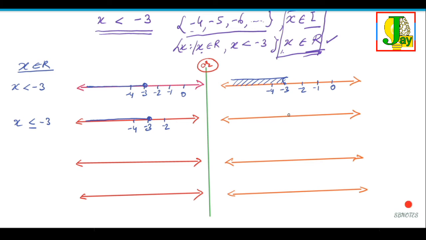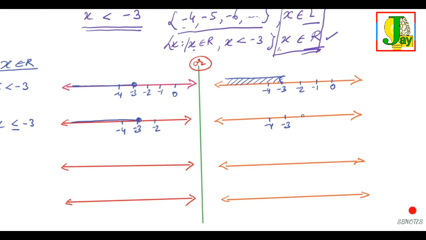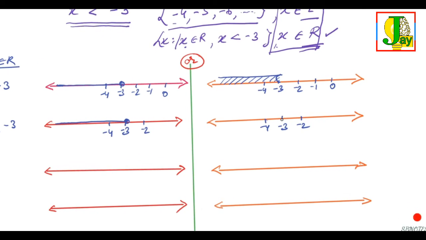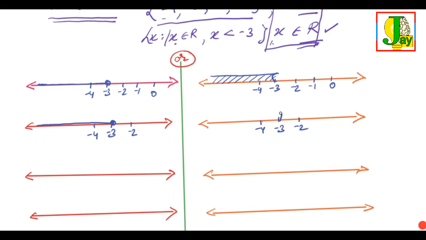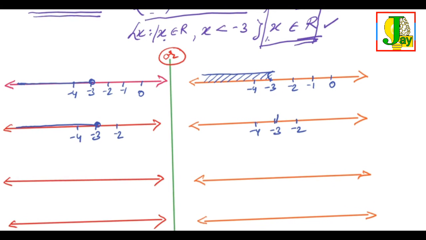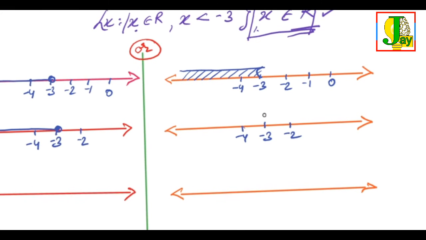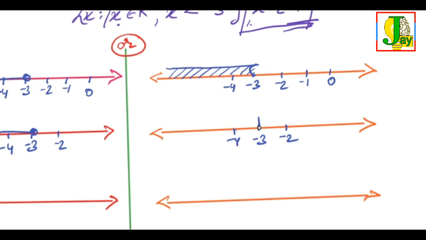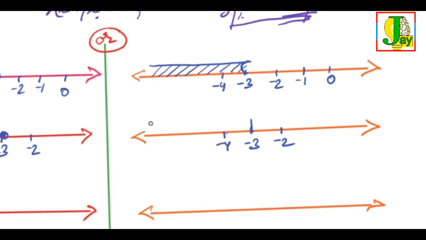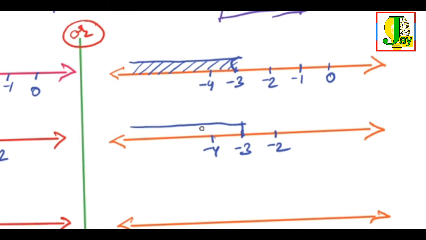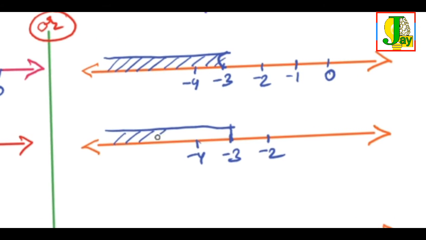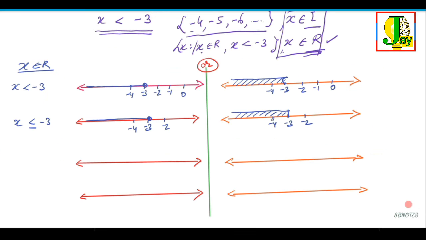And in the second method, we take -3, -4, -2. Here we take a straight line, because -3 is included. You take a straight line, then draw it and complete the stripes like this. So this is the second method.